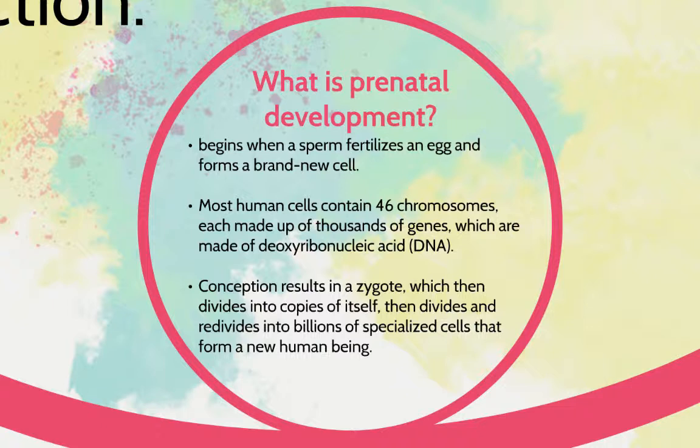Conception results in a fertilized cell, the zygote, which carries the usual 23 pairs of chromosomes, but half of each pair comes from the mother and half from the father. The zygote divides first into copies of itself, then it divides and redivides into the billions of specialized cells that form a complete new human being.